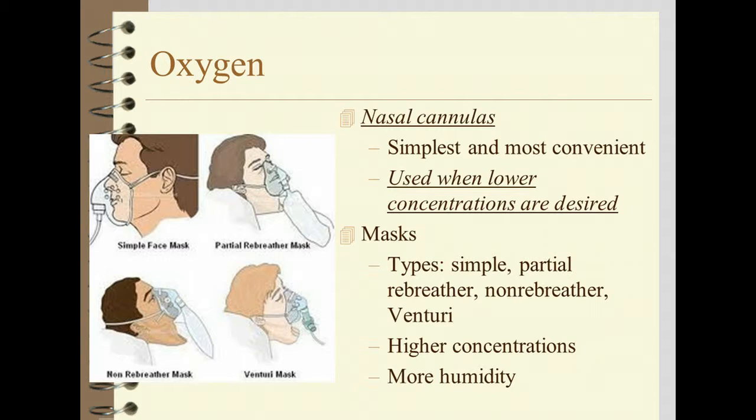A non-rebreather mask does not allow exhaled air to be rebreathed due to the valves on the sides of the mask. With partial rebreathers, most exhaled air escapes, but some does remain. And then the Venturi mask reduces carbon dioxide buildup, and it can also deliver high levels of oxygen. The Venturi in particular is a very precise way to provide oxygen therapy.